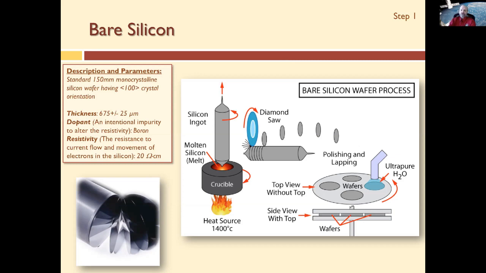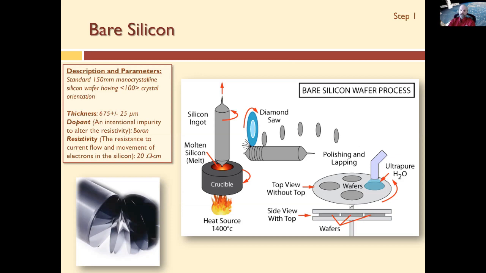And of course, once you cut the slices from the ingot, the surfaces are pretty rough, so you have to do some polishing and lapping. They use chemical mechanical polishing, very similar to what they use for making DRAMs when they polish the insulator materials between layers to reduce the topography. They use the same sort of process to polish and lap the bare silicon wafers.